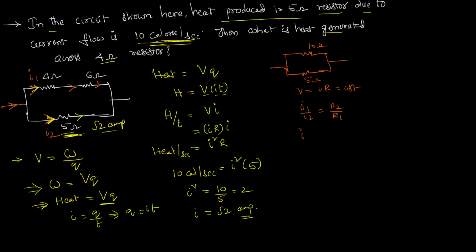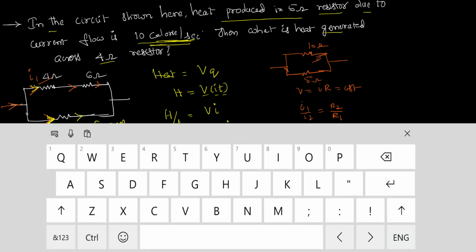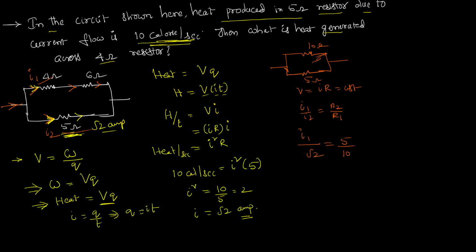I1, I don't know. I2 is already determined, root 2. R2 is 5. R1 is this 10 ohms. So I1 is 5 root 2 by 10. That is root 2 by 2. That is 1 by root 2 amperes. That means across this 4 ohms and 6 ohms, the current passing is 1 by root 2 amperes.